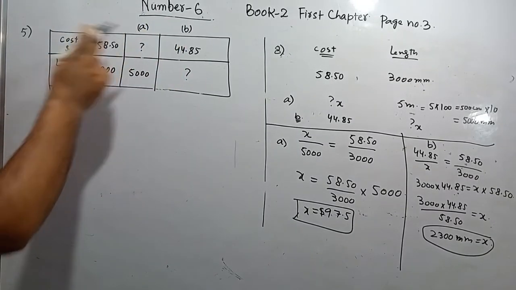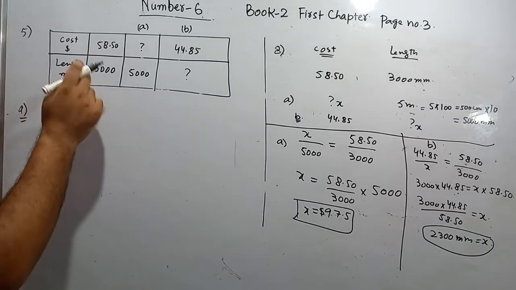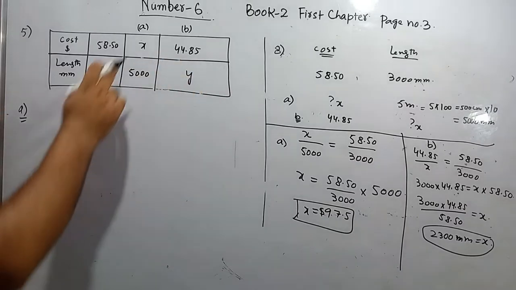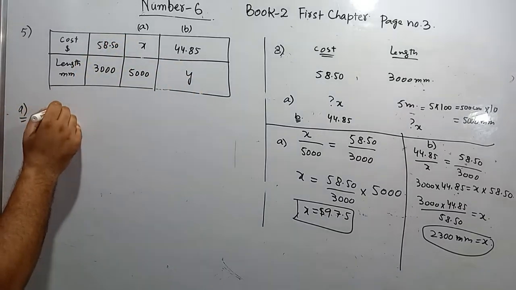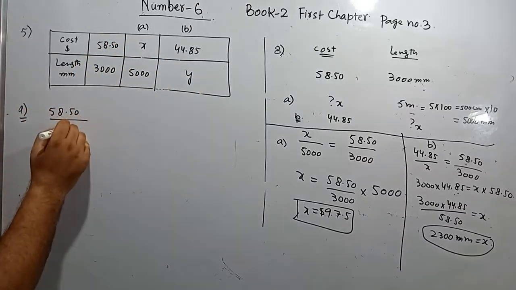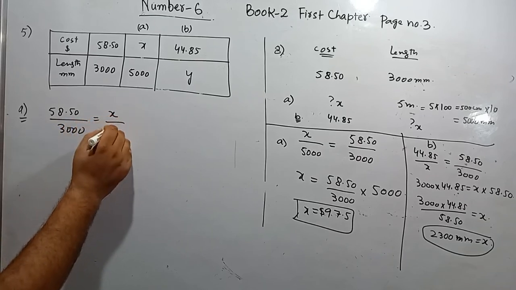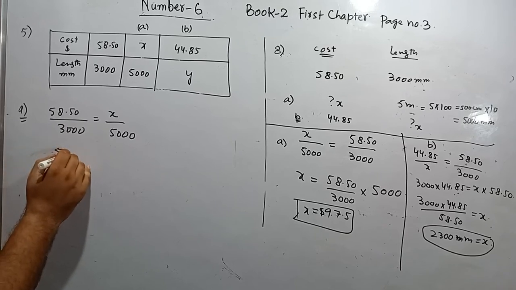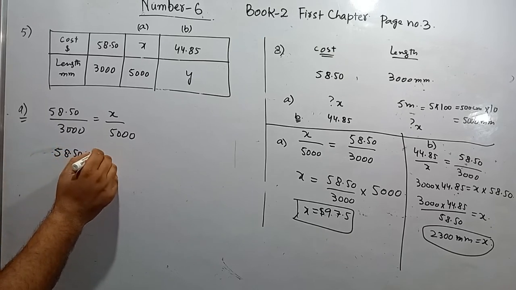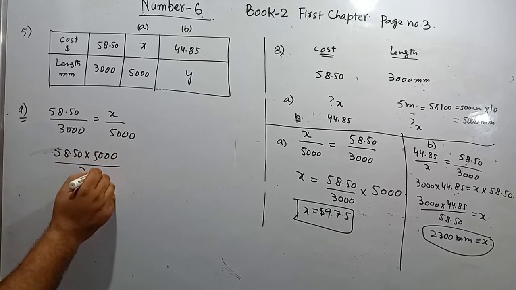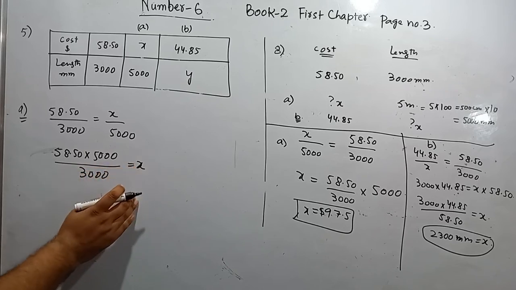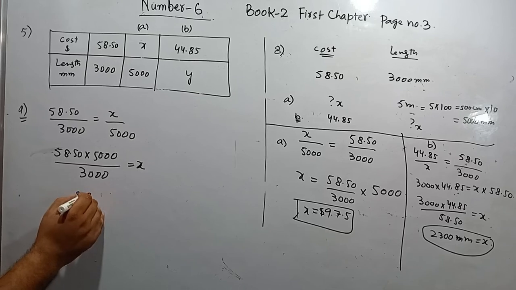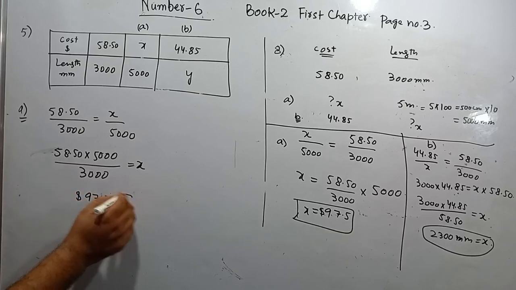For part A, let's keep this as x and this as y. You can see here, 58.50 divided by 3000 is equal to x divided by 5000. What is that? That is 58.50 into 5000 divided by 3000 is equal to x. Now you will get the value $97.5 is equal to x.